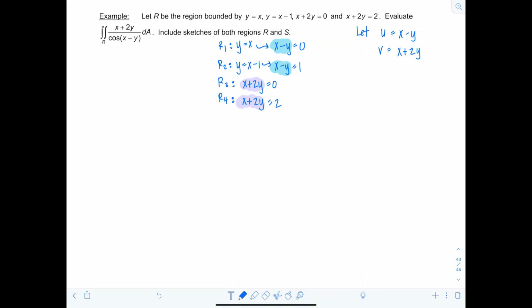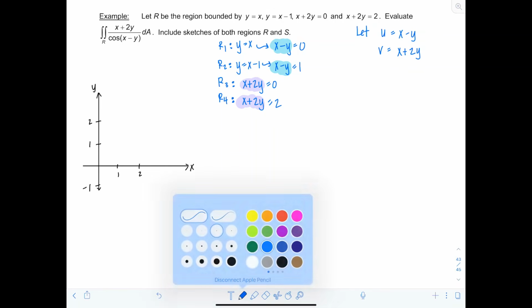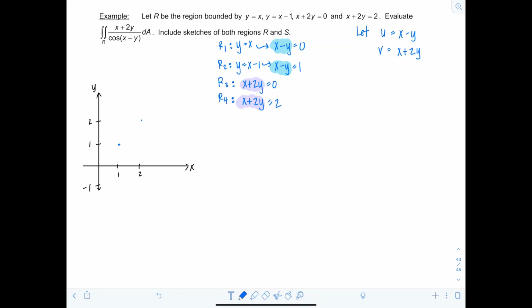So we've got these 4 lines to plot, and we're going to do so carefully, of course we will. So here's the y-axis. How high up do we need to go? I think 2 should do the job. And we'll go down to -1. Here's the x-axis. So 1, 2. There's -1. All right, let's plot everything. So the first line is y equals x. That's R1. There's R1. Very good.